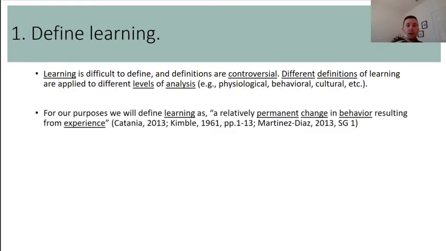We'll begin here with this definition. For our purposes, we'll define learning as a relatively permanent change in behavior resulting from experience. Okay, so it's a lasting change in behavior. It's a change in behavior that is observed over time through repeated observation and is detected through repeated measurement. And it results from experience. And by experience, we mean those interactions between the behavior and the environment.